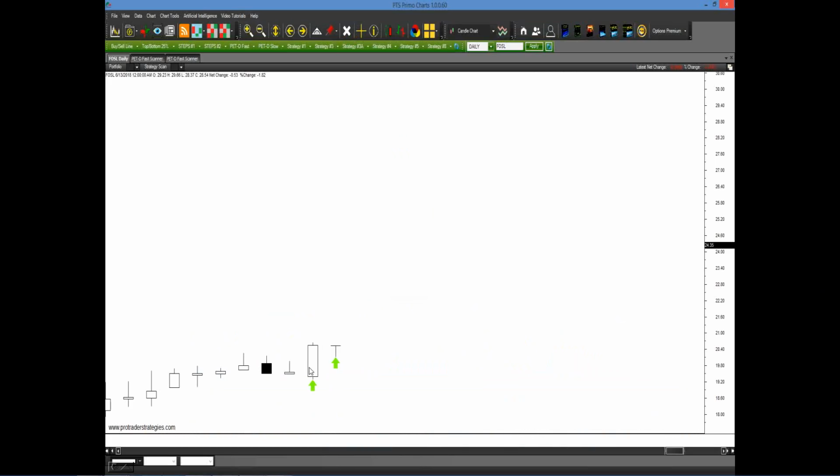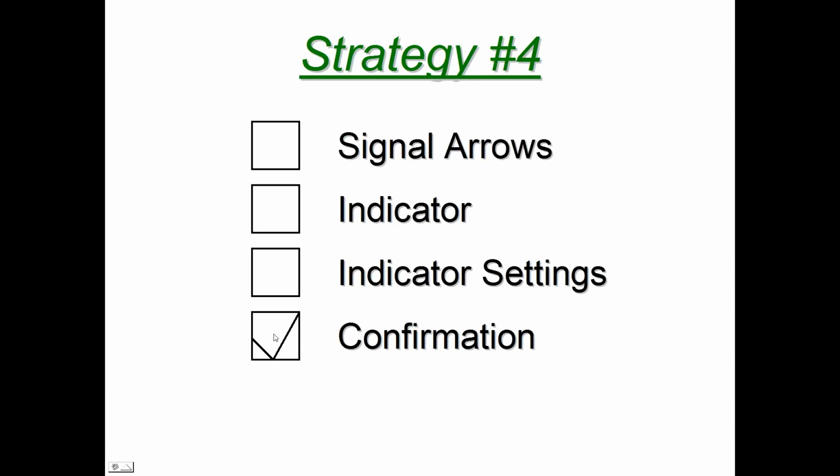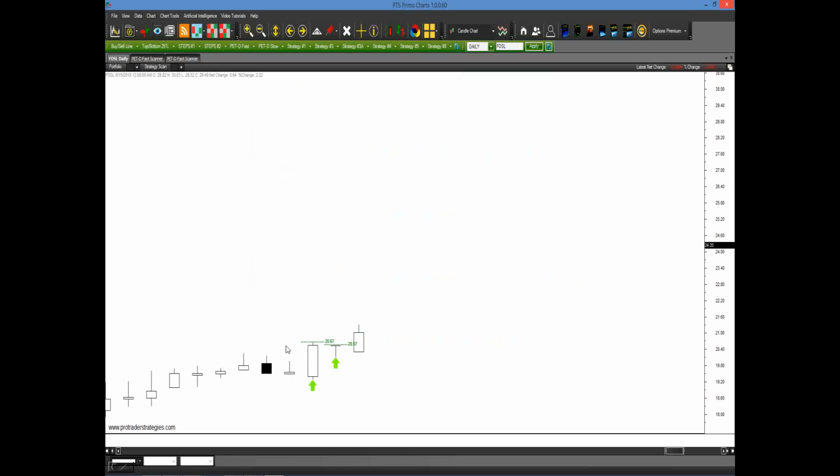You simply click on the strategy right here in the upper green strategy tab. This is the strategy that generated these 2 buy signals, and you'll get a drop-down menu. All you have to do is click on confirmation, and you'll see automatically displayed where you should be buying using the most basic form, which is just 1 tick above.